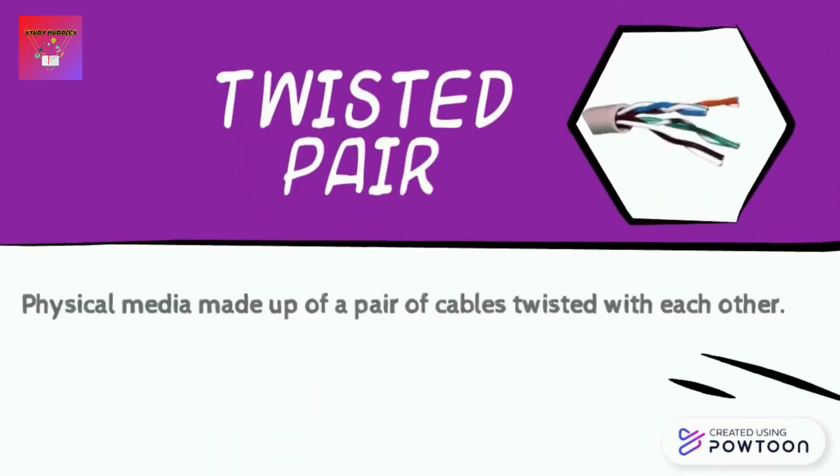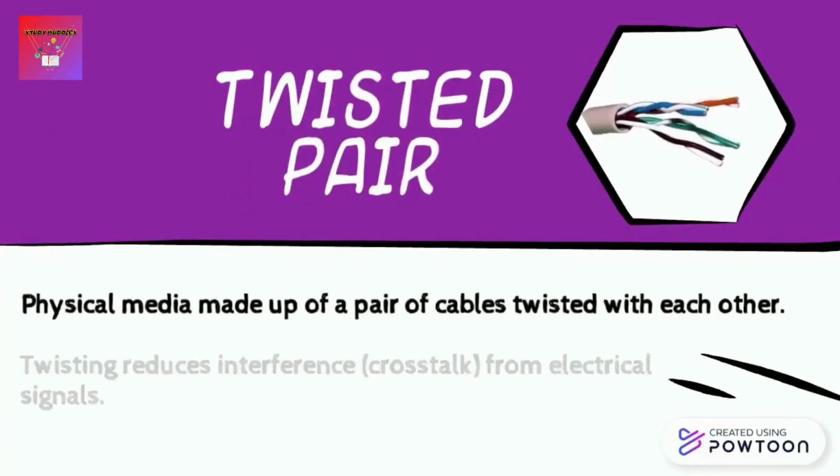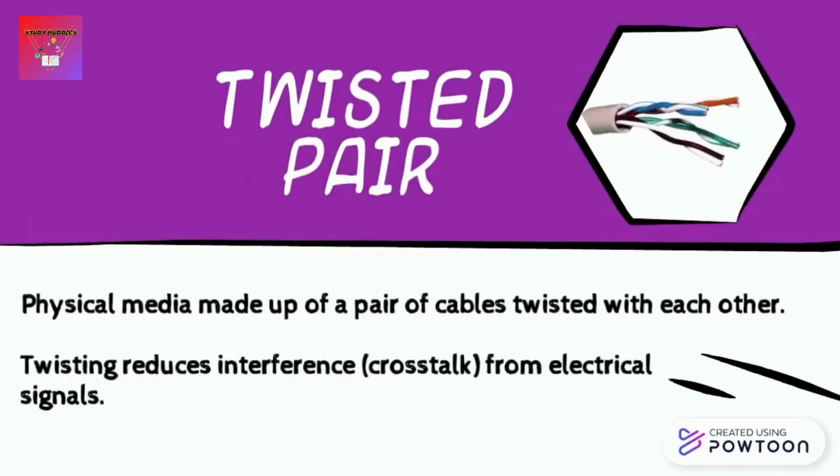Twisted pair is a physical medium made up of a pair of cables twisted with each other. Twisting reduces interference, crosstalk, from electrical signals. A twisted pair cable is cheap as compared to other transmission media. Installation of the twisted pair cable is also easy and it is a lightweight cable.